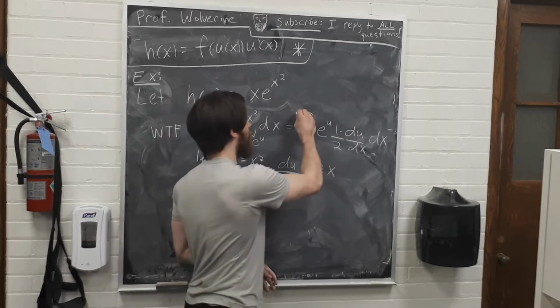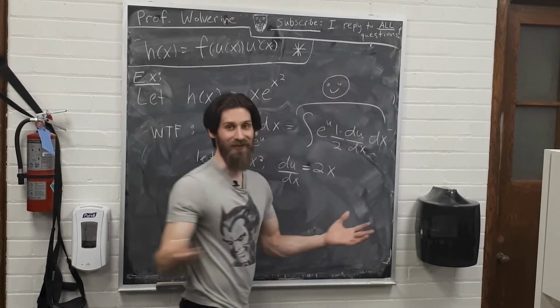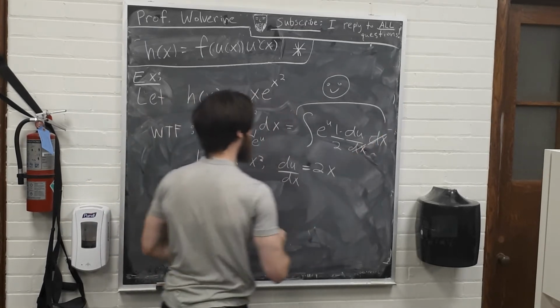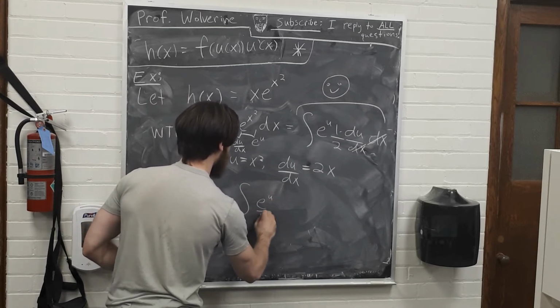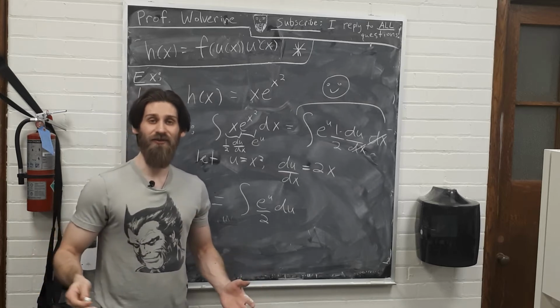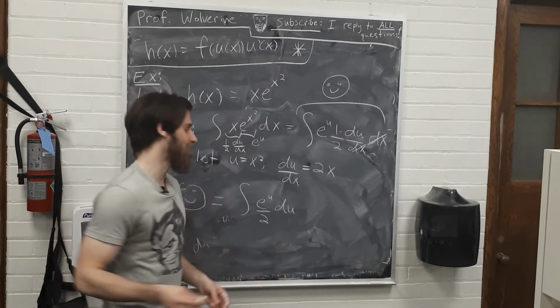Okay, so I'm going to call this smiley face because you're all so happy to be here. Now we can cancel out the dx's, and then we get the smiley face equal to the integral of e to the u over 2 times du. Now what's the integral of e to the u over 2? It's just e to the u over 2 plus c, right?